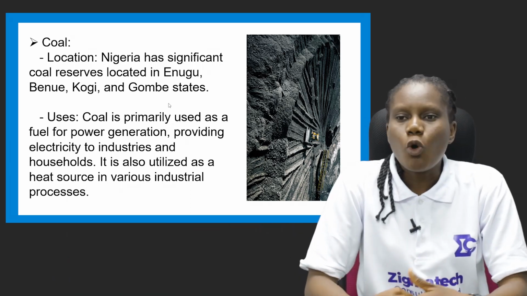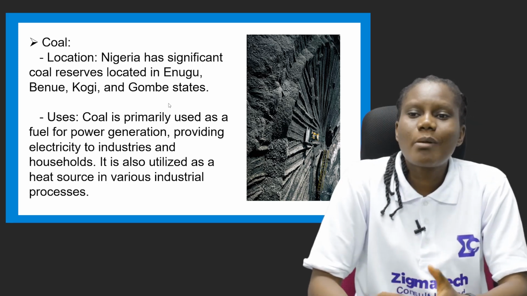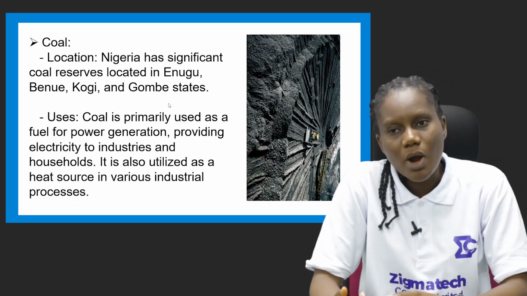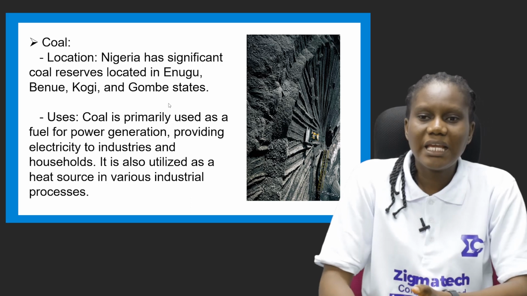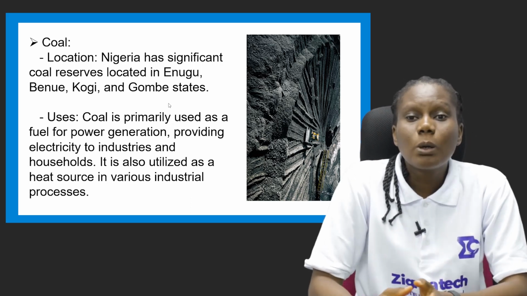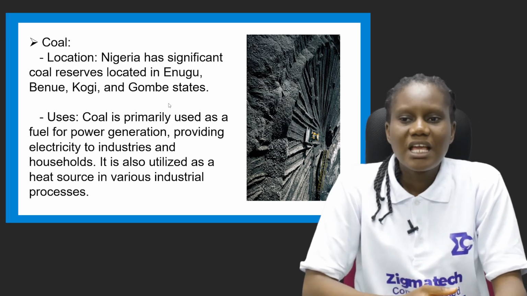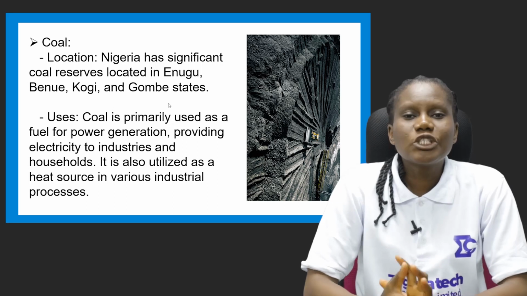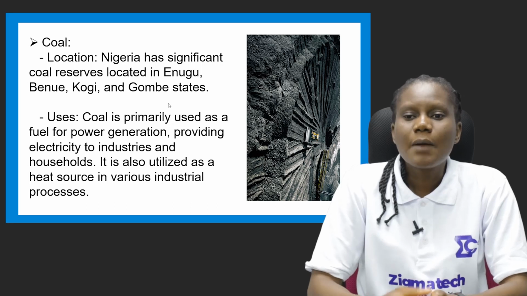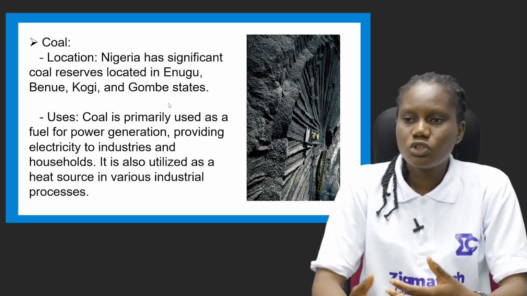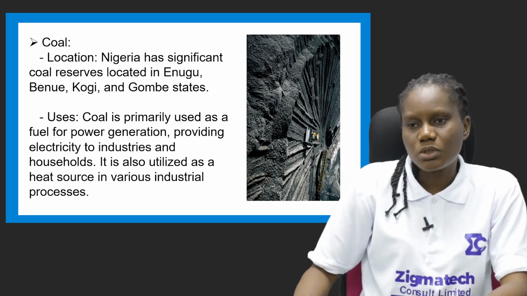So what are the uses of coal? Is it useful to us? Yes, let's look at it. Coal is primarily used as a fuel for power generation, providing electricity to industries and households. So you can see now that coal can be used to generate electricity for both industries and households. It is also utilized as a heat source in various industrial processes.